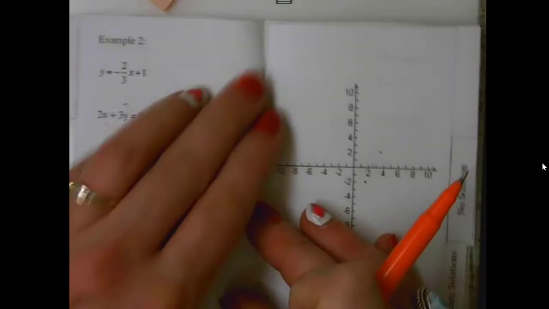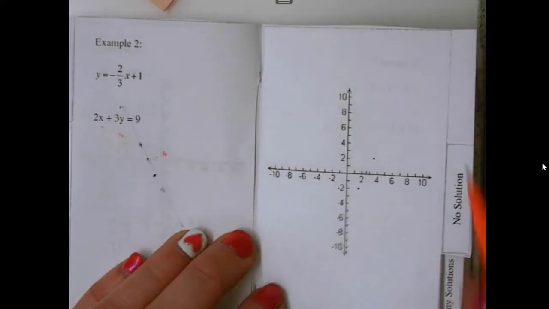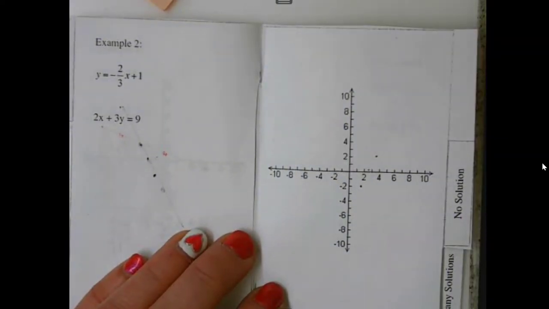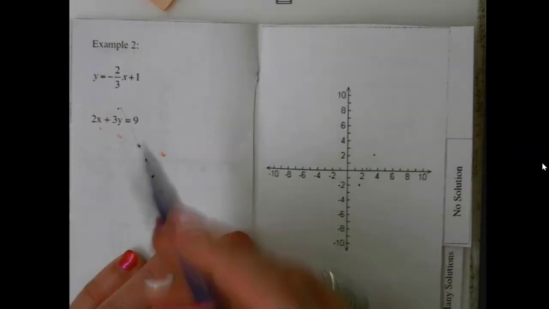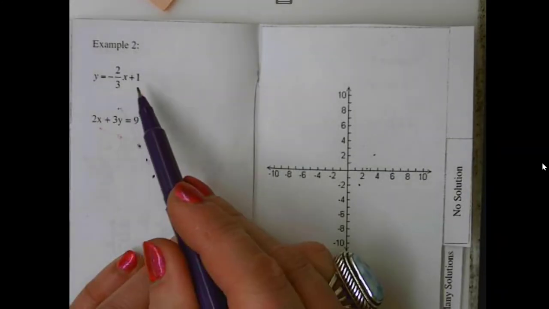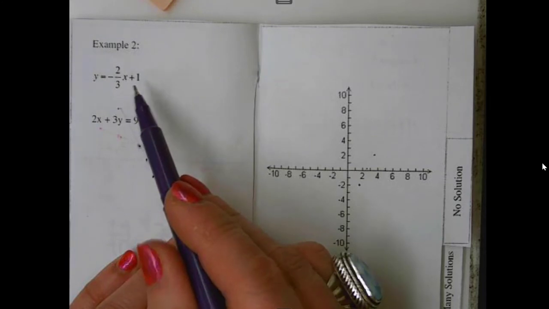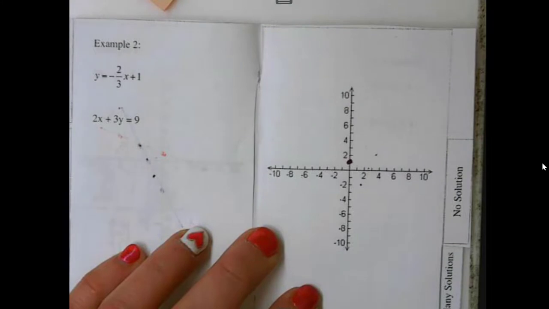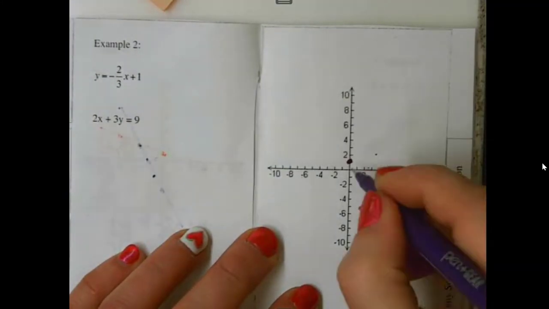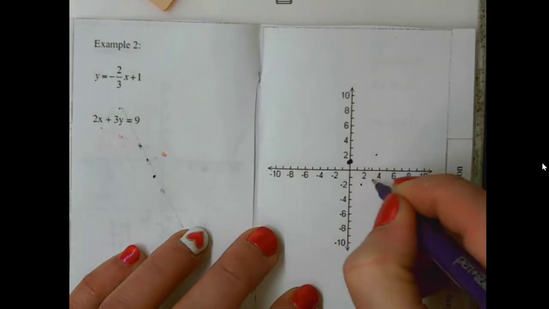Let's check out the next situation. Now it says no solution. So let's see what happens on a no solution. So again, I'll use two different colors. Purple, this is already in slope-intercept, which is kind of nice. I'm going to plot at +1. This time I'm going to go down 2 and over 3. It's a negative slope. Down 2 over 3.